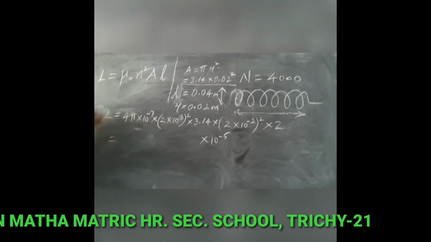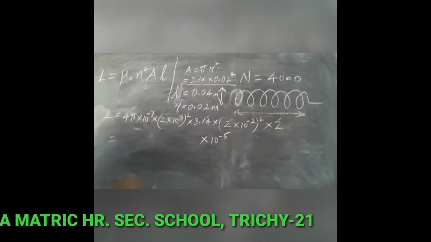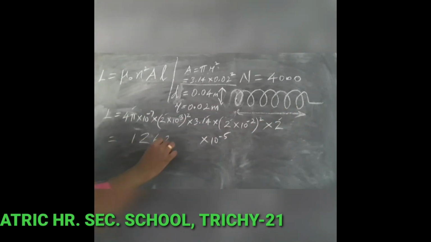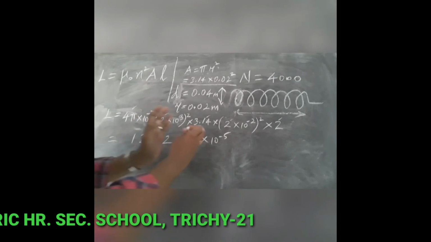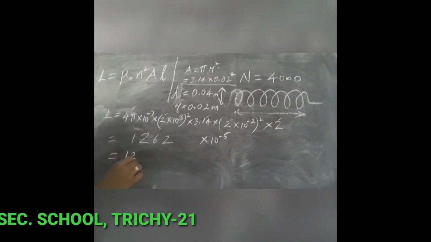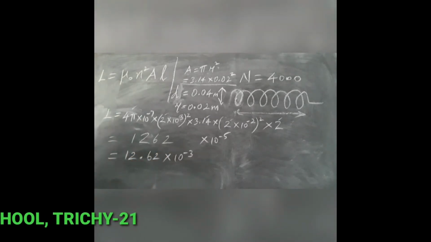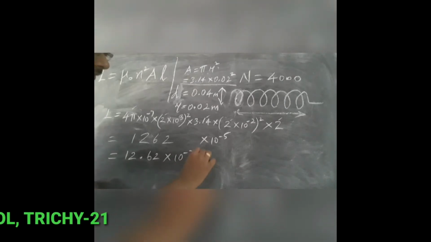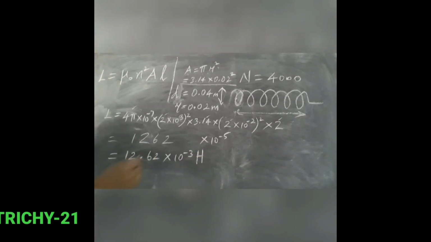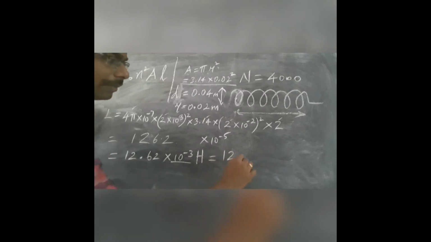So remaining things want to be just multiplied. By solving the remaining numbers, we can get this value 1262 into 10 to the power of minus 5. 10 to the power of values want to be calculated separately. So this can be written as 12.62 into 10 to the power of minus 3 Henry. So unit of self-inductance is Henry. Here 2 decimal I have shifted. So minus 5 can be changed as minus 3. So instead of minus 3, you can write 12.62 millihenry.